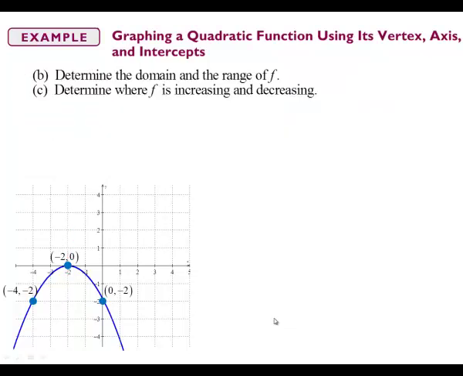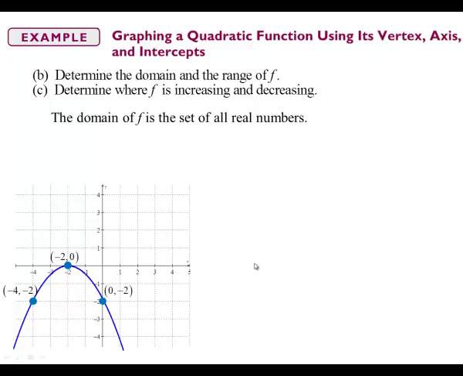Okay, determine whether the domain, what's the domain? Well, you should have said all real numbers, or negative infinity to infinity. And how about the range? Well, you should have said that the range is going to be y is 0, and it's going to go down to negative infinity.